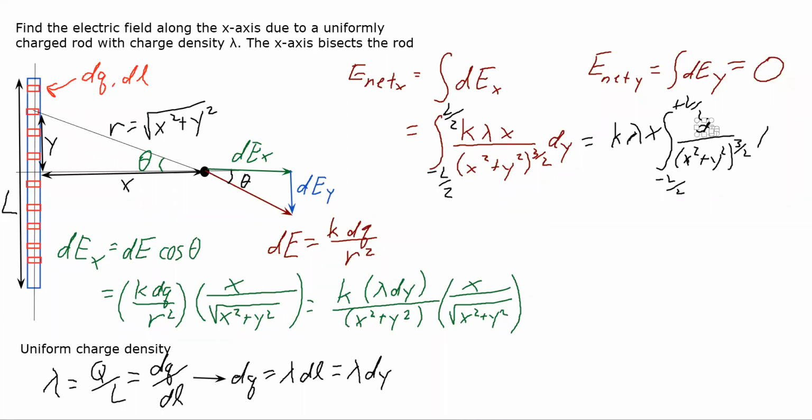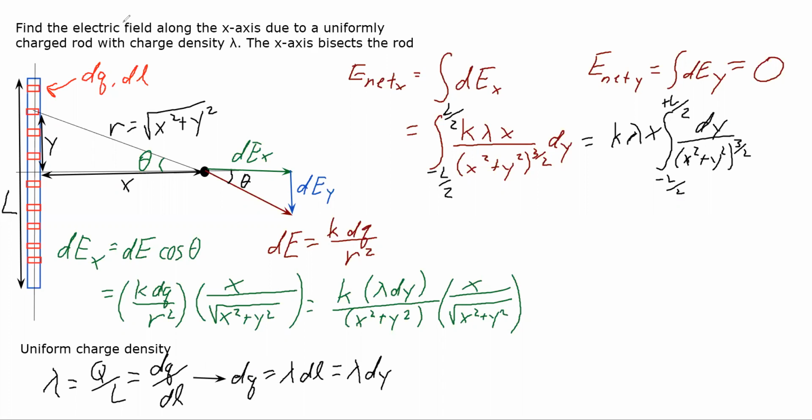And this is dy here. Let me make that a little bit neater. It's just getting too messy here. dy, and then positive L over 2. Okay, so how do I integrate this? All right, well, I'm not going to work out the integral.